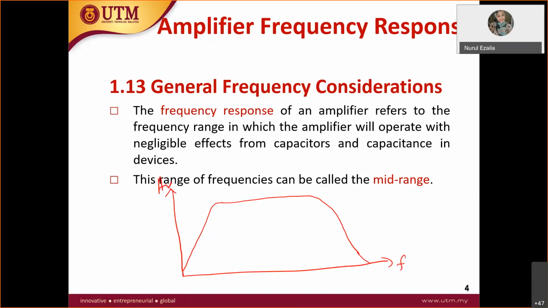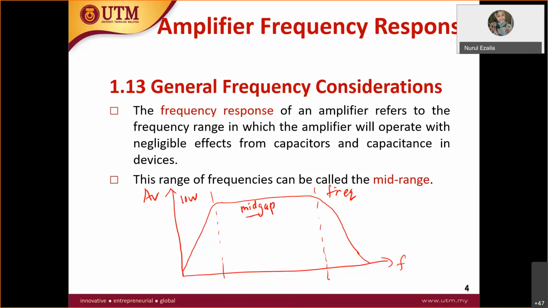The region in the middle is actually the mid band. So this is at mid band, this is at low frequency, and this is at high frequency. This is AV. So the voltage gain and everything that you calculated in the past lecture is actually referring to the mid band.